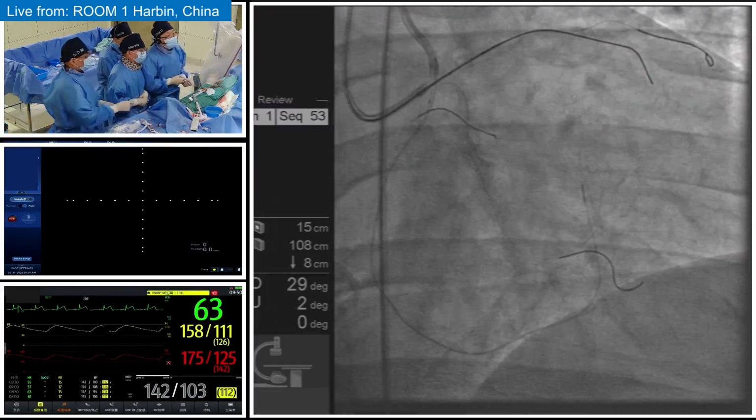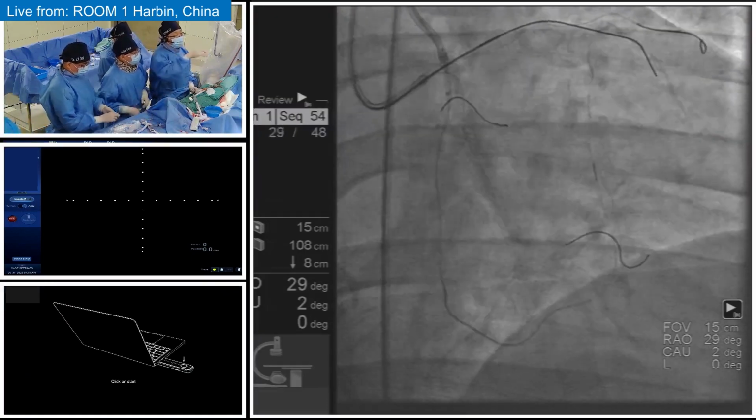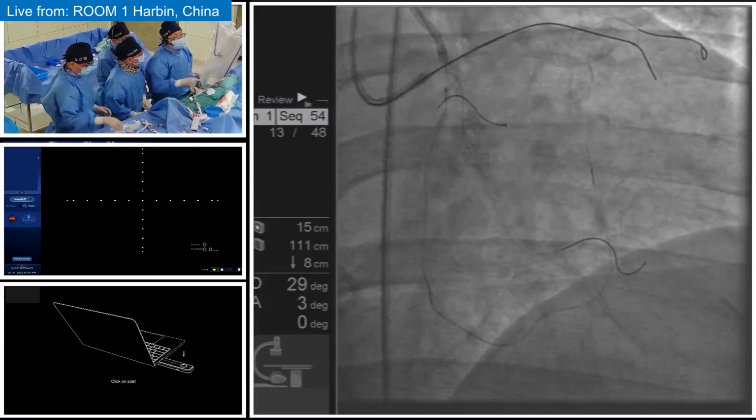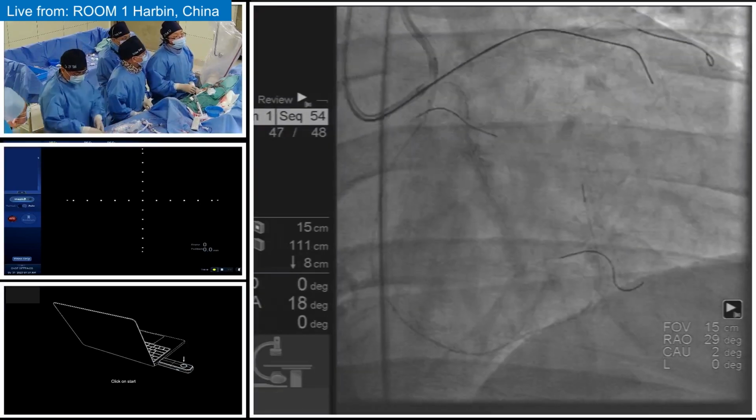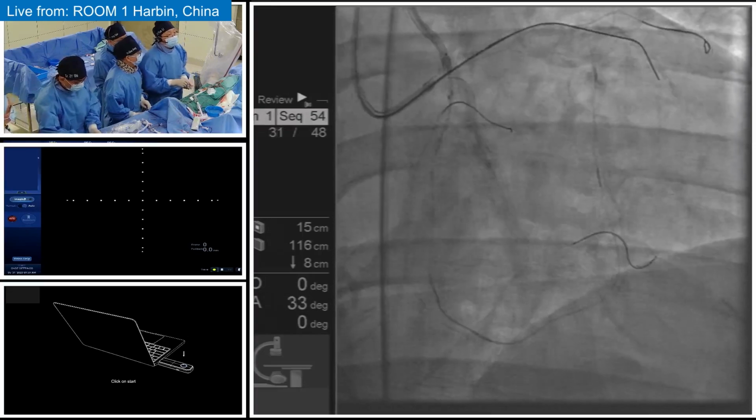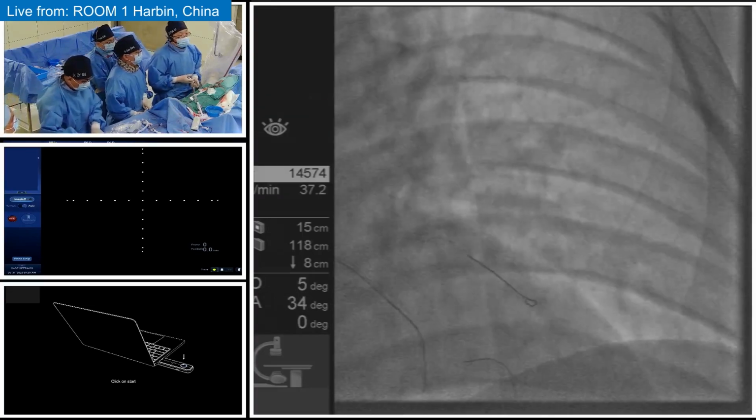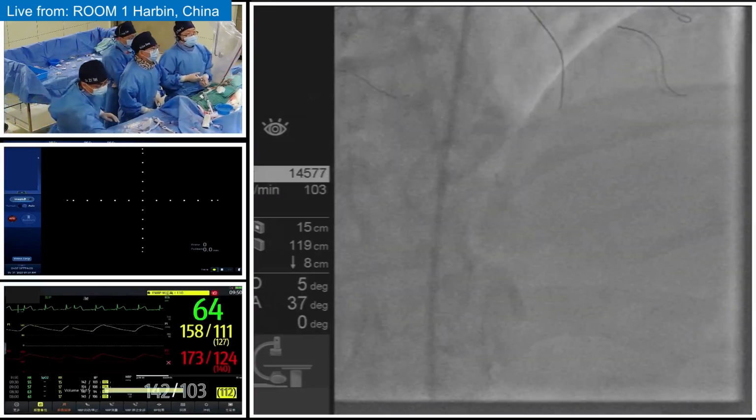Okay. Yes, it's connected to the apical, I think. I think we are already in the right direction.